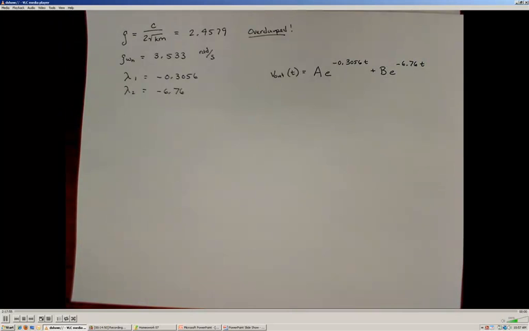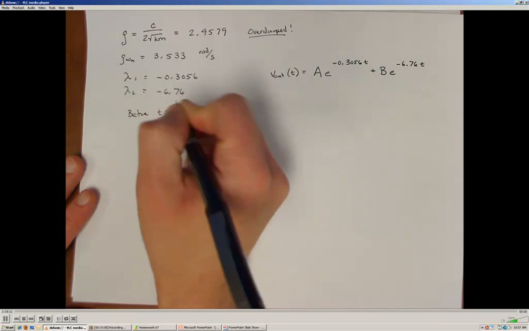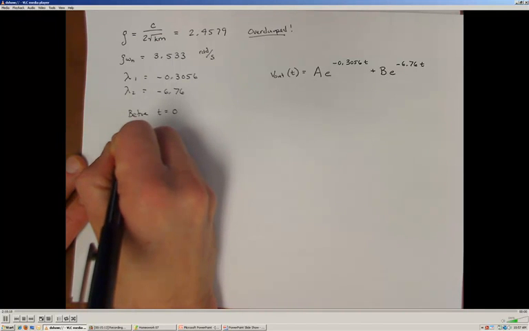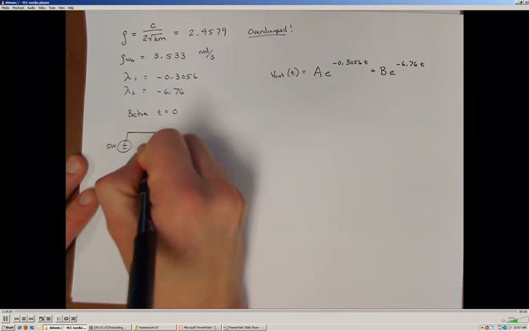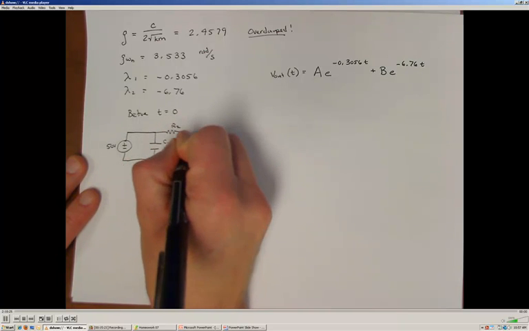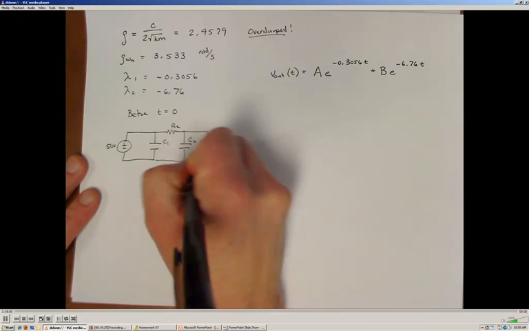Alright, so to define the initial conditions, I'm going to go back to my node balances and what the system looks like at time equals 0. Alright, so before time is equal to 0, I have my 50 volt source connected to capacitor C1, R2, C2, and R2.